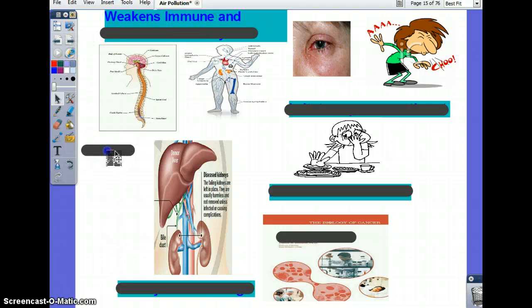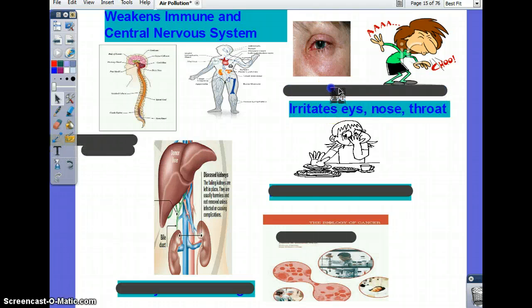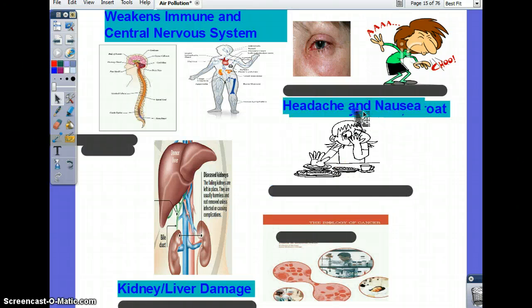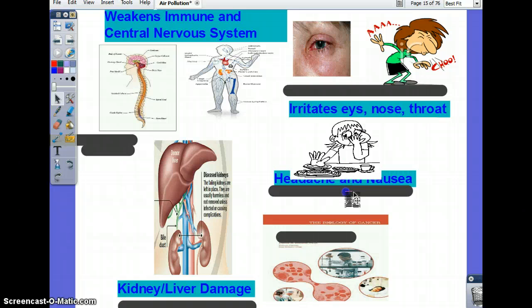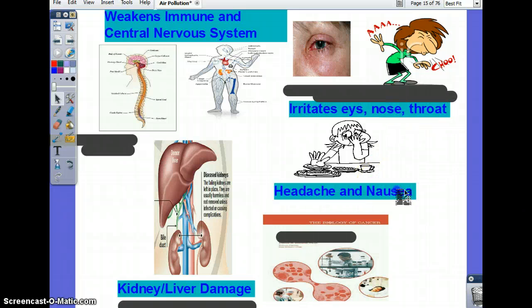They're going to weaken your immune system and central nervous system. They, again, are going to lead to respiratory issues, as I'm showing you here, or kidney and liver damage, irritate your eyes again, cause nausea, headaches, and they are linked to leukemia. Remember, sometimes you need to know specific diseases and I'm giving you some to reference.